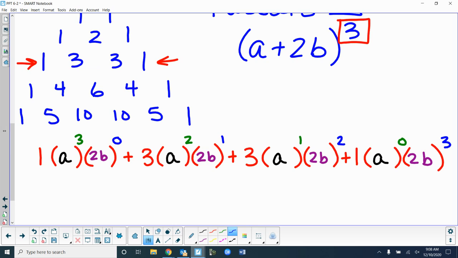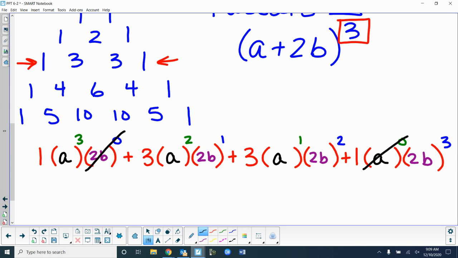Now, what do we know about anything to the 0 power? Not 0. Not itself. 1, right? So 2b to the zero is a 1. A to the zero is a 1. So, since it's a 1 and I'm multiplying, do I need to worry about it? No. So I usually do this. When I see those, I always cancel those 2 out. Not even worry about it. Because it's like multiplying by 1. It's not changing anything. Right?